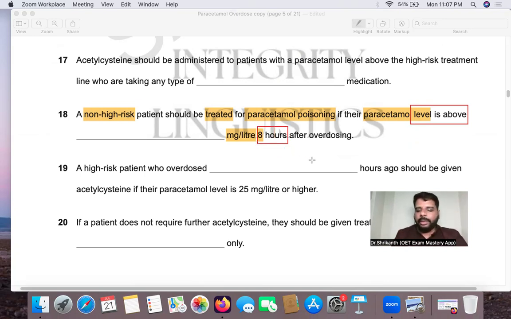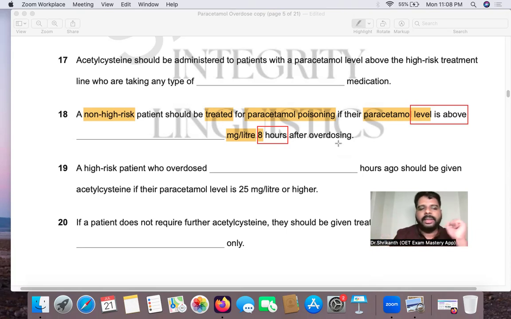Now you understand the question. A normal patient, paracetamol poisoning. The question is asking, if their paracetamol level should be above this level after 8 hours. They have taken a paracetamol overdose, and it has been 8 hours. After 8 hours, what should be their plasma concentration level? In their blood, what should be the paracetamol level? That is what they're asking.